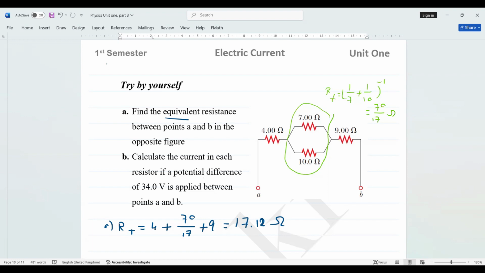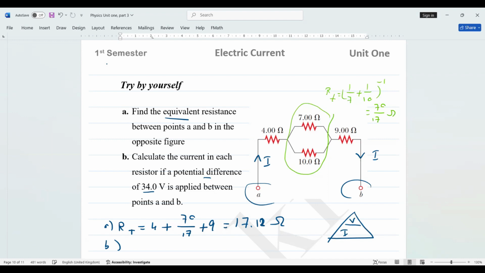Now calculate the current in each resistor. If the potential difference equals... Now in part B, we can get I total. This is I, and here this is I. Now we can calculate I through 4 and 9. How? We use Ohm's law.